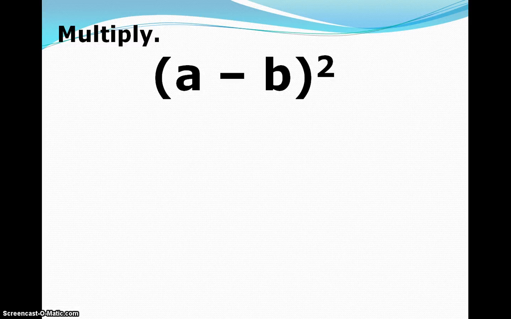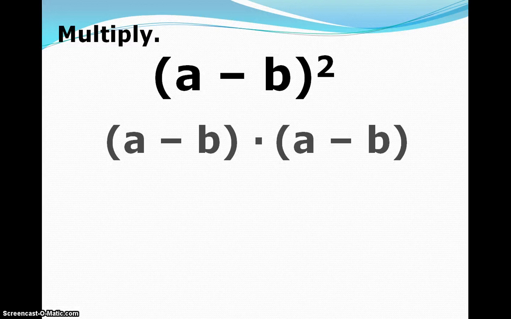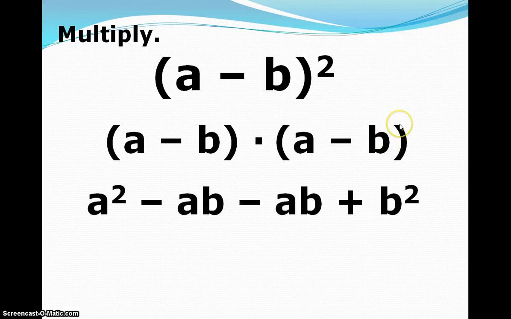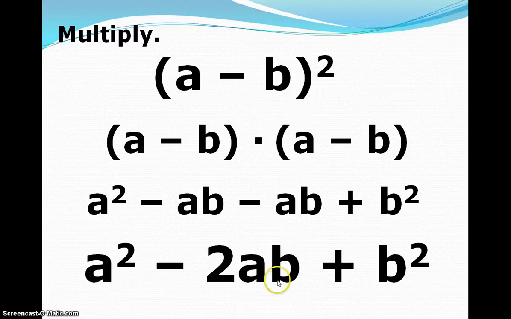And so hopefully again you thought about the same thing as, well, I'm doing A minus B times A minus B, which is then equal to A squared, my first terms, minus AB, my outside terms, minus AB, my inside terms, plus B squared, because it's a negative times a negative, which equals a positive. And then my like terms here, I have a minus 1 and a minus 1, to then get minus 2AB.